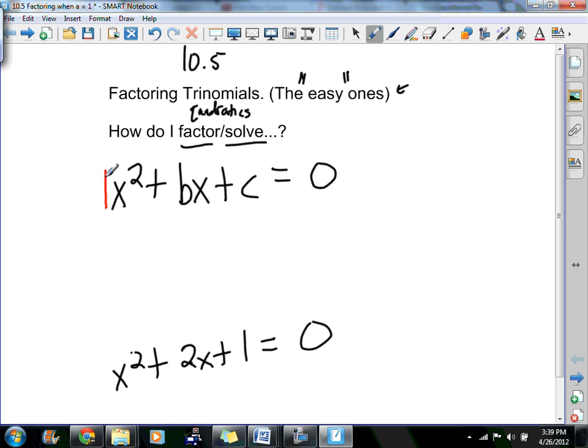A value we're looking for has to have, for today, 1x squared, or like this example down here, nothing in front of it, okay? If it has anything but a 1, you need to do the greatest common factor first and pull out some numbers to turn that into a 1.